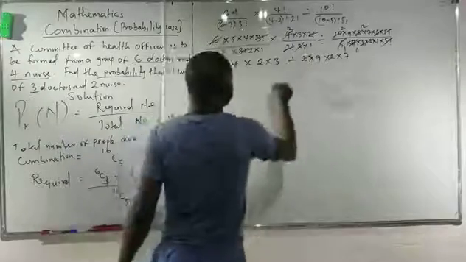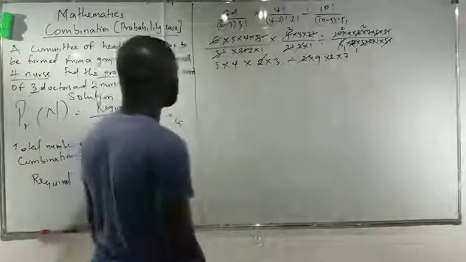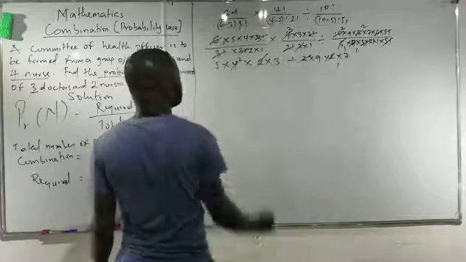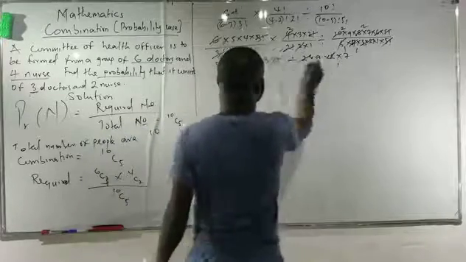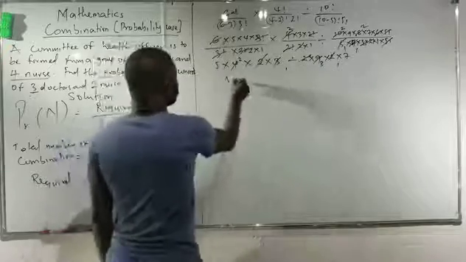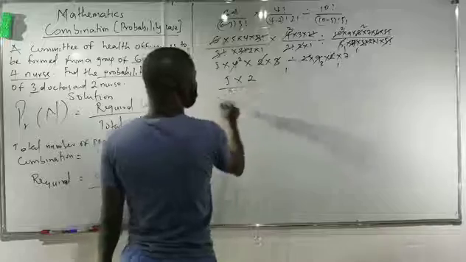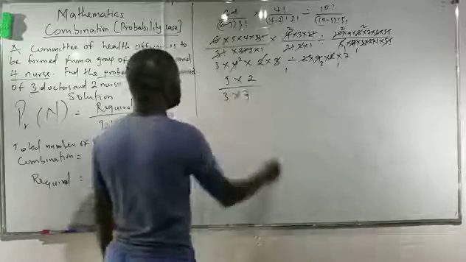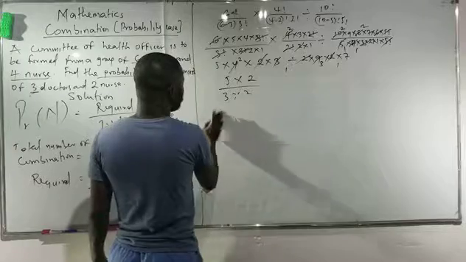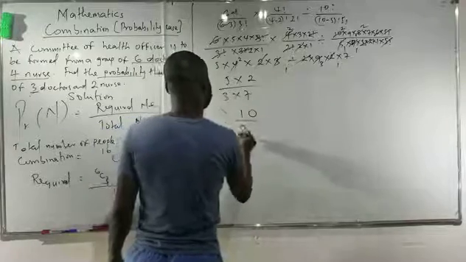Normally, this will cancel this. Permit me to work that way. Here 1, here 2. Yes, here 1, here 3. What else again? I will be having 5 multiplied by 2 divided by 3 multiplied by 7. Now, which I'll be having 10 all over 21.